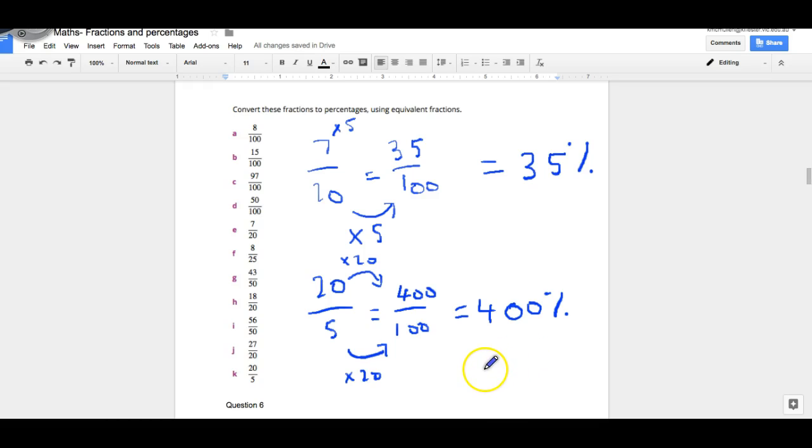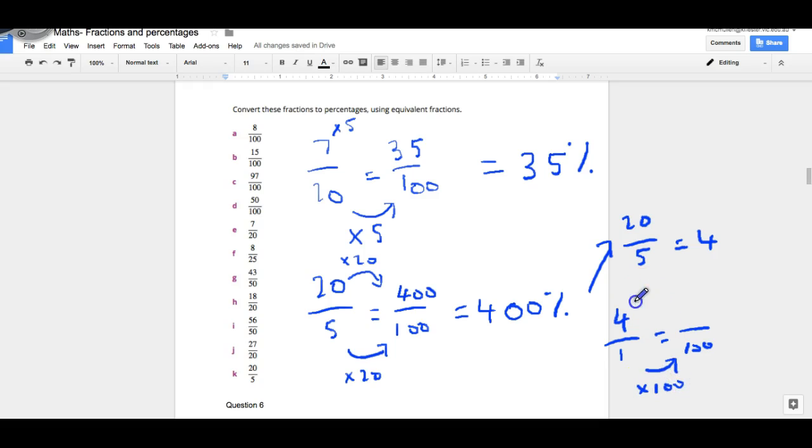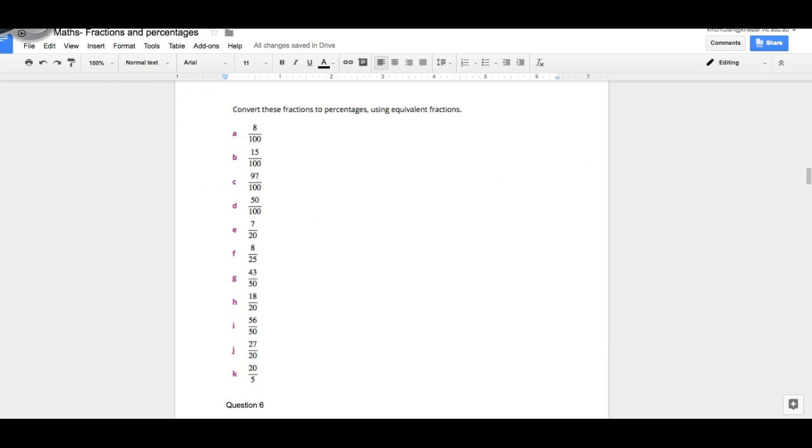I'm just thinking if we could simplify 20 over 5, which you know is 4. So if we wrote 4 as a fraction, we're multiplying that by 100. So we also multiply that by 100 and we get 400. So you can do it that way as well. You can simplify the fraction before you do the multiplication. And I probably shouldn't have an equals. Oh no, that's fine. All right, let's move on.